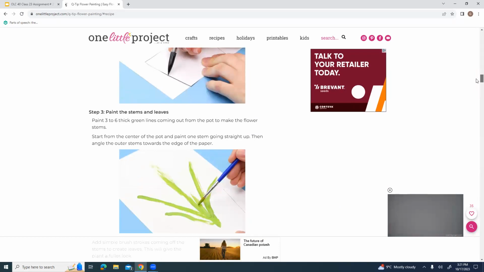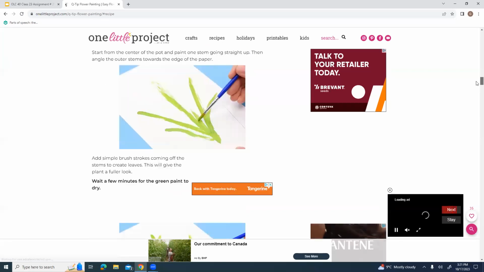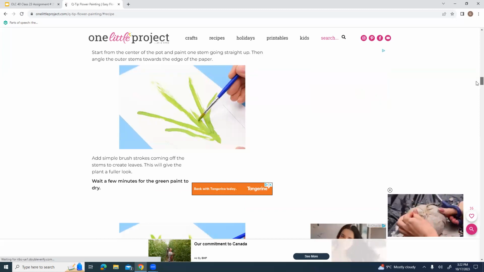Step 3, paint the stems and leaves. Paint 3 to 6 thick green lines coming out from the pot to make the flower stems. Start from the center of the pot and paint one stem going straight up, then angle the outer stems towards the edge of the paper. And again, nice little picture so you can understand what they're talking about. Add simple brush strokes coming off the stems to create leaves. This will give the plant a fuller look. Wait a few minutes for the green paint to dry.